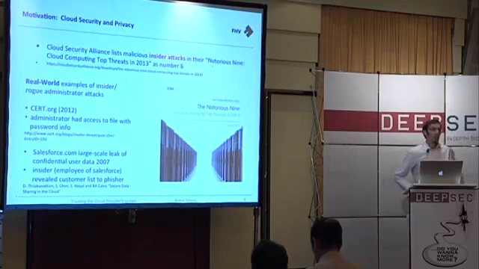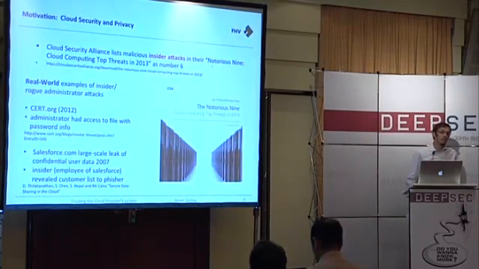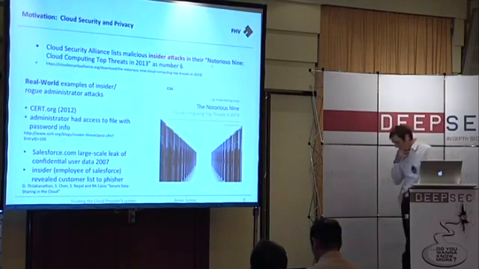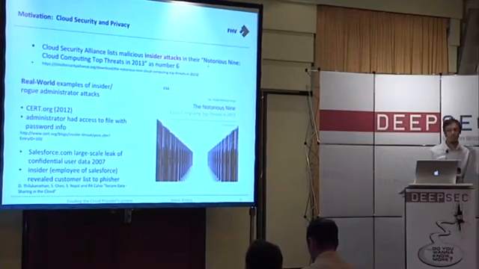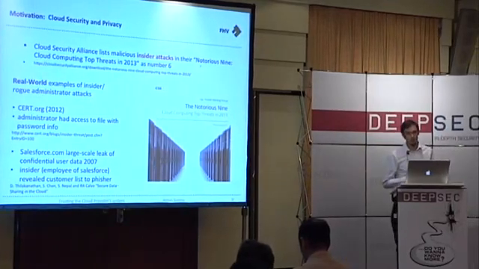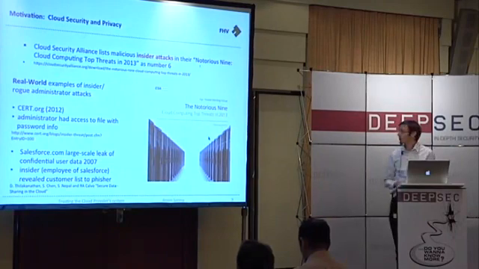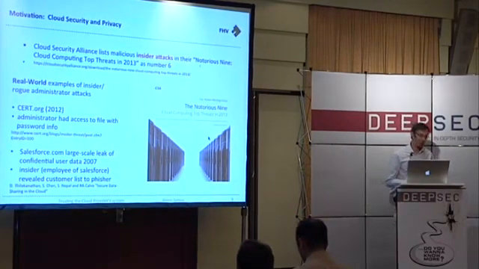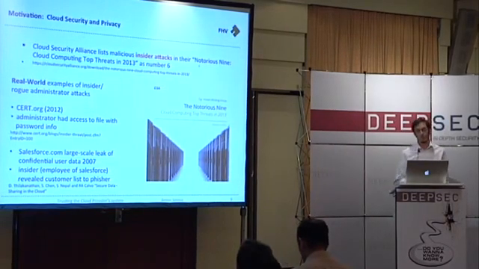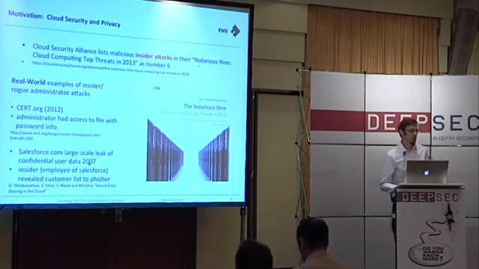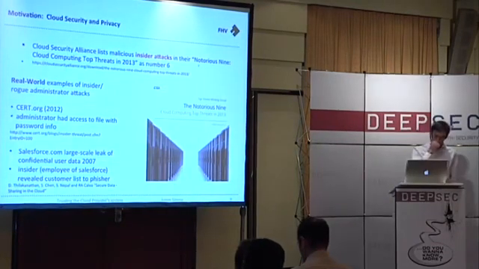The other thing which is important in this talk is the insider attack, the potentially malicious insider. If you look at this document here, the Notorious Nine from the Cloud Security Alliance, then you find the insider attack stated as the sixth important attack. I found some real-world examples of insider attacks, where rogue administrators did bad things.